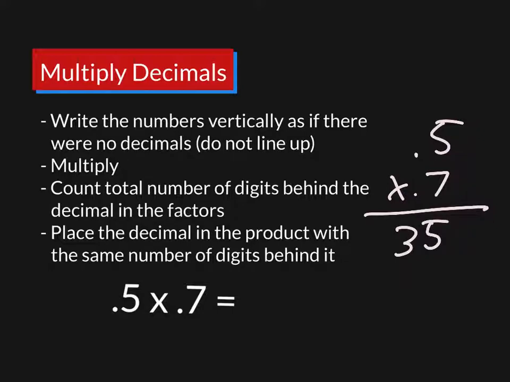Right now I'm going to count the number of digits behind the decimal points in the factors. Okay, so in 0.5 there's one digit behind the decimal point, and in 0.7 there's one digit behind the decimal point, so that's two digits behind the decimal point. So I'm going to go and put two digits behind the decimal point here, 1, 2.